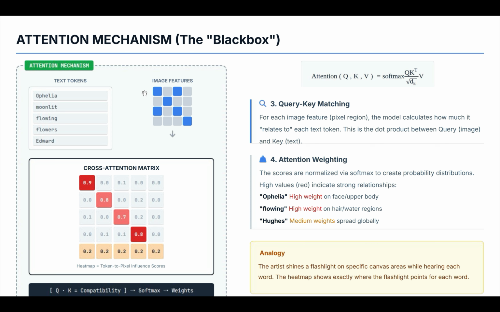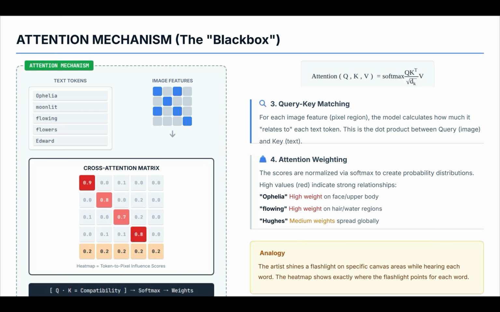So this is the attention mechanism we can see. The attention mechanism mathematical formula is softmax of Q into K to the power T divided by the square root of dk, into V. So what is the query matching? For each image feature in the pixel region, the model calculates how much it relates to each text token. This is the dot product between the query image and the key text.